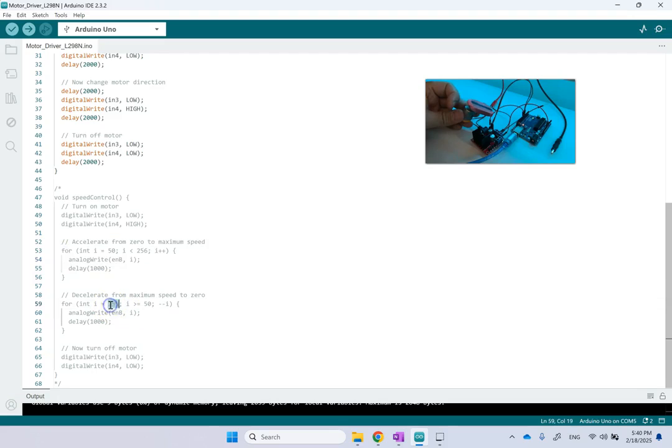And then next one, I start at the highest duty cycle and go down one by one to 50. So you're going to see it decelerate. And finally, I turn the motor off.